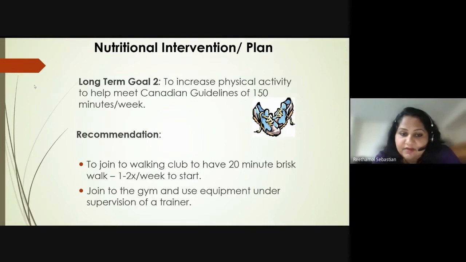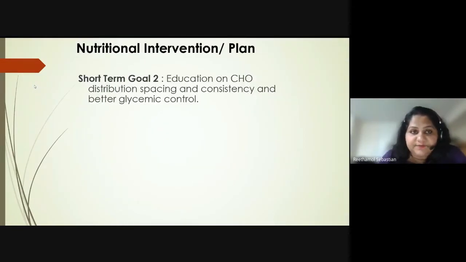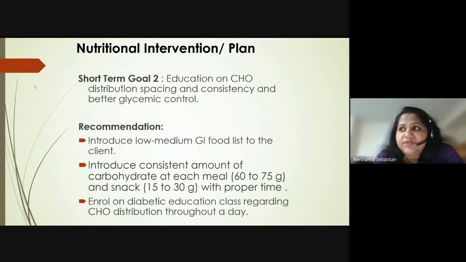Next is to join the gym and use equipment under the supervision of a trainer. And the other short-term goal is, remember, he is a diabetic, right? So he's a diabetic patient and he has poor sugar control. So that is something we have to attend to immediately. So how? That's the moment of our job: we have to educate him how to distribute carbohydrate throughout the day to control the glycemic levels.